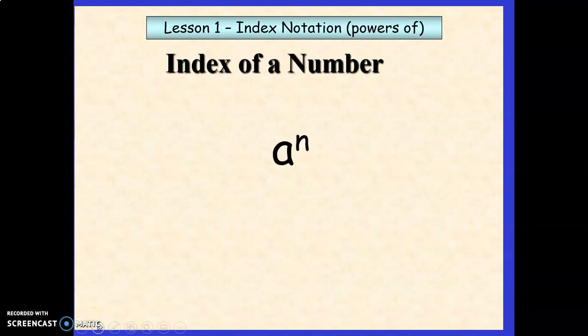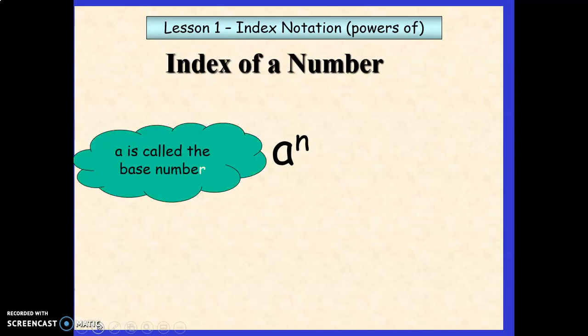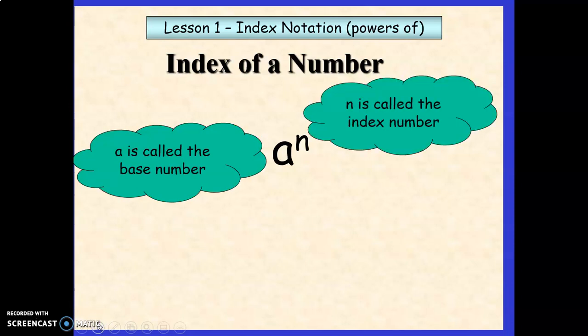Now to summarise this and extend it to include any power, we use a to the power of n to represent any power. So 2 to the power of 5, 3 to the power of 4, 4 cubed. The letter a is called the base number, and the letter n is called the index number. Okay, so that could be 2 squared, 4 cubed, anything like that.